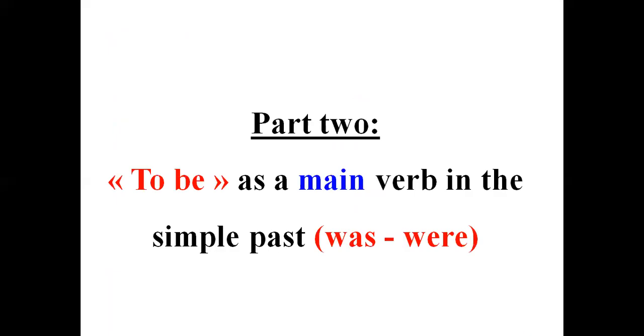Part 2, the verb to be as a main verb in the simple past. Here we have two forms, was and were, and of course it's according to the personal pronouns. Let's take the first situation in the affirmative form. Of course, we need to start with the pronoun and then the verb to be in the simple past, and then the rest of the sentence.